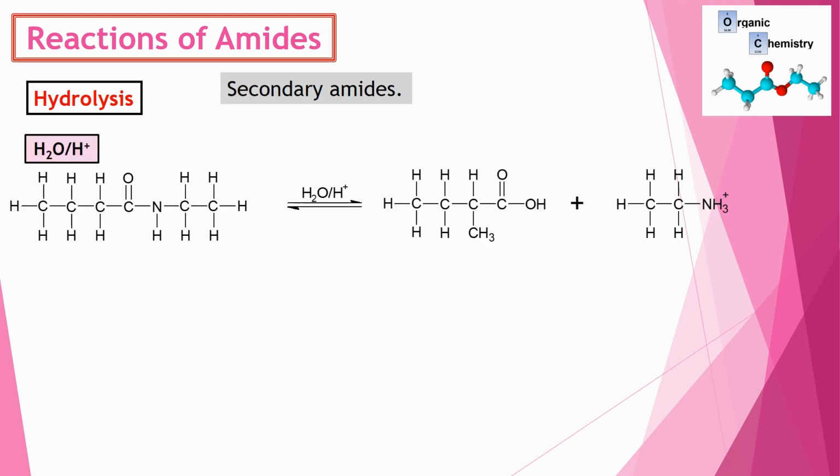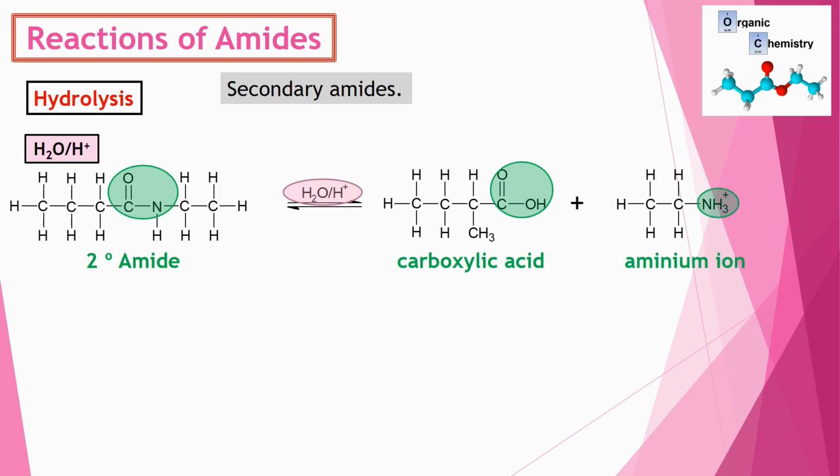And if we look at secondary amides, it's going to break apart here, right? We're going to add an H and an OH, but not really. What happens is, because it's in acid conditions, the carboxylic acid will stay as an acid, but the amine will have an H plus donated to it, so it becomes this ion here, this aminium ion. I know it's a bit tricky to say. So a secondary amide goes to a carboxylic acid in acid conditions and an aminium ion in acid conditions.